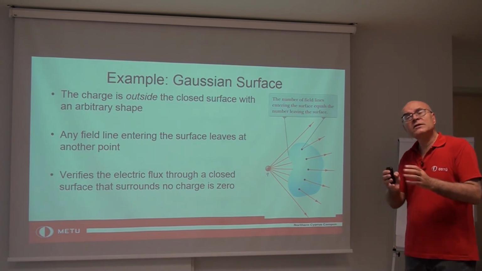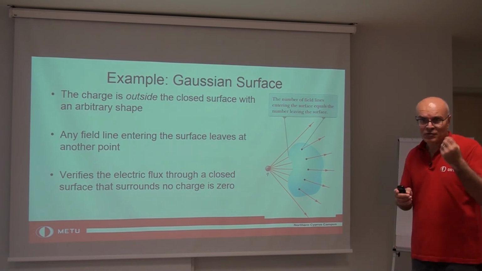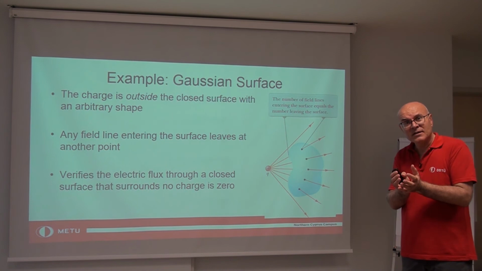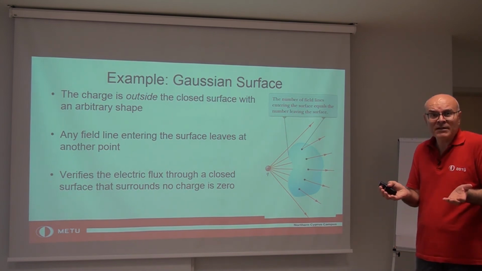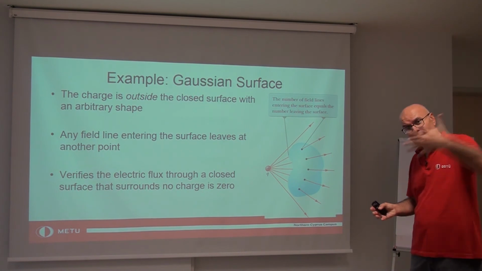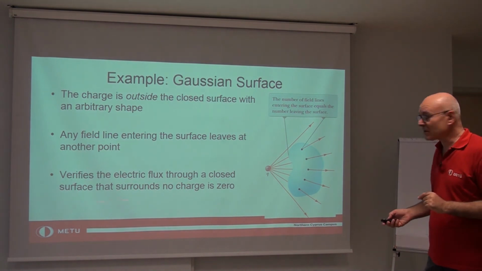So when we don't have sources or sinks of the electric field lines, and sources or sinks of the electric field lines are the charges enclosed by a surface, then the net flux is 0 simply because what comes in must go out. Okay? The lines that come in must go out. Note that, this is what I wanted to describe.